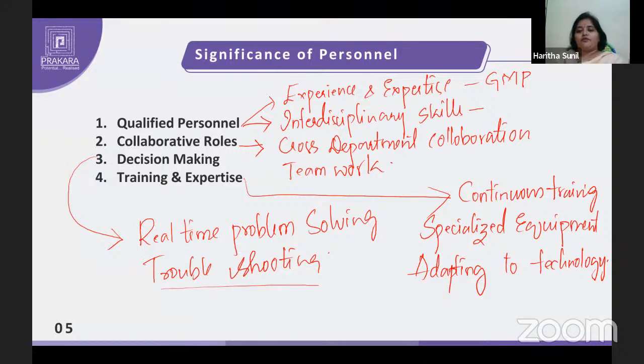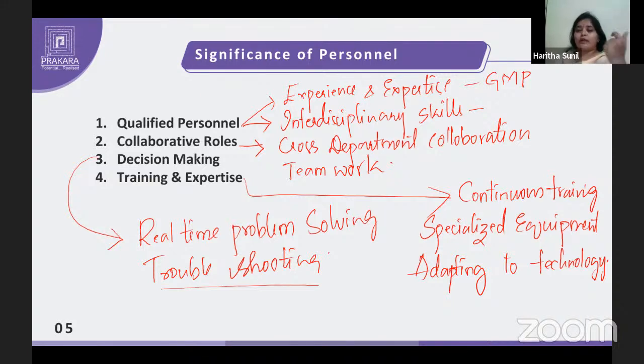For example, with granulators or dryers, we'll be using a hot air oven in the laboratory scale. However, we definitely won't use the hot air oven there. We'll be using huge dryers, fluid bed dryers or spray dryers, in the industrial scale. So the handling of specialized equipment should also be known by the person, and adapting to the technology.